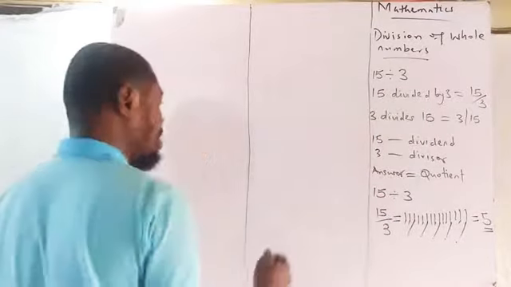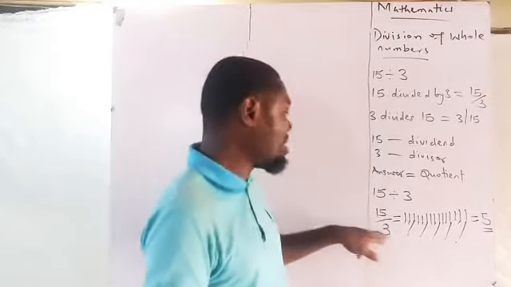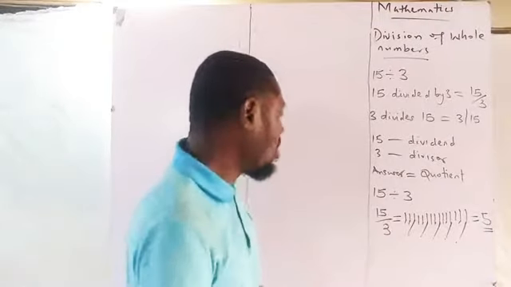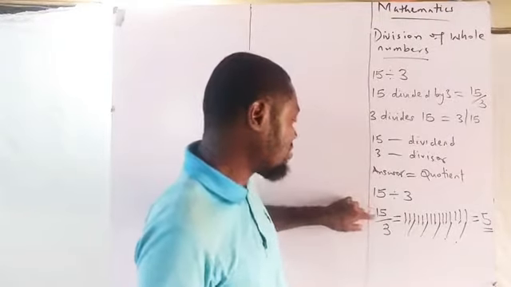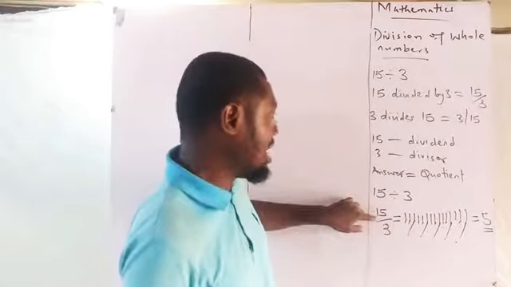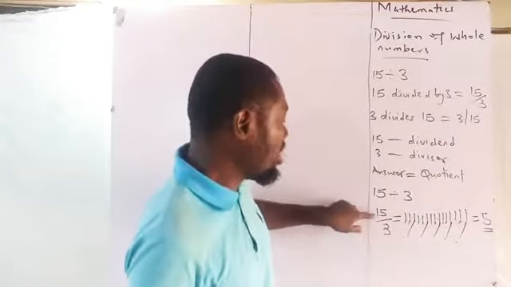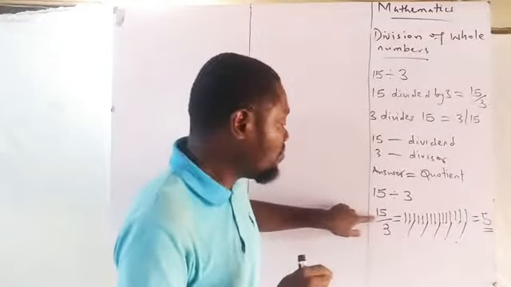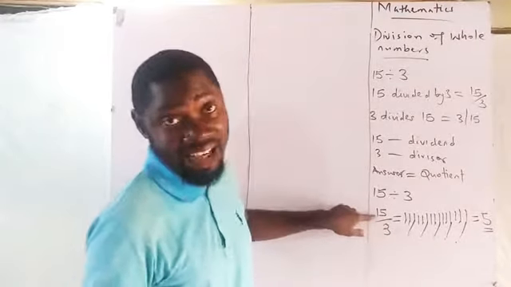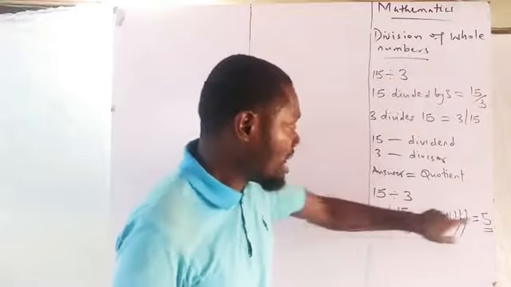I said you can as well use the direct method by simply asking yourself how many 3s are in 15. But to do that better, always consider the first digit in the dividend. Can 3 go in 1? 1 is the first digit in the dividend. Can 3 go in 1? The answer is no. Then look at the two numbers, 3 in 15, you get that 5.